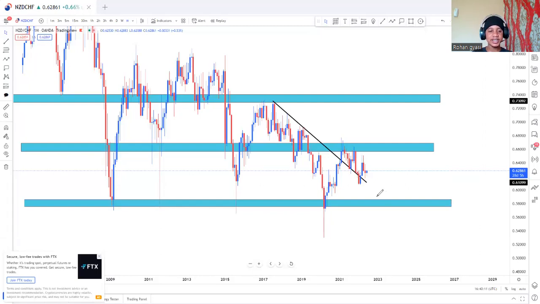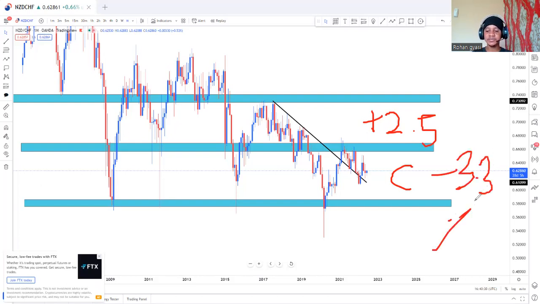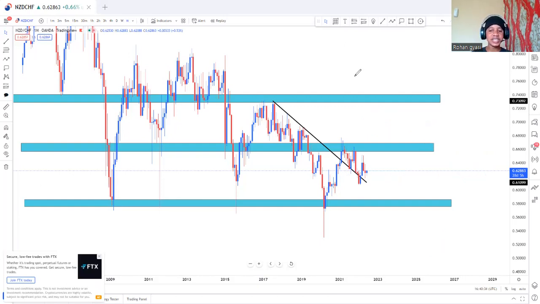We simplify the complicated. All right, so today's technical analysis is on the NZD.CHF. Let's dive into it and do what we do best. The NZD is currently at a positive 2.5. The CHF is at negative 3.3. Fundamental direction is to the upside, right? So whenever fundamental direction is to the upside, it means that we are only looking for trades to the upside.